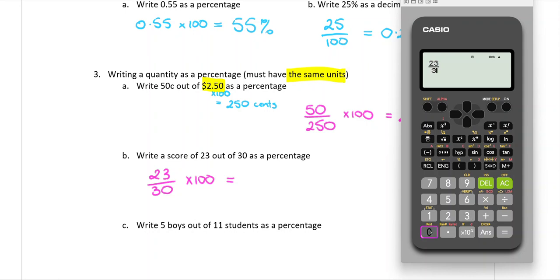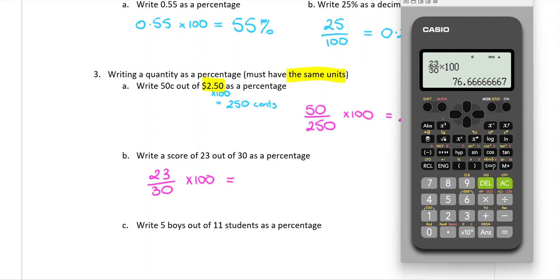So go times 100 and calculate it. 23 over 30 times by 100 equals. Now, that gave me a fraction, which is a little bit weird. I'm going to press my SD button to go to a decimal. You could do maybe a mixed numeral, would make sense. So either Shift SD, that would be a mixed numeral, 76 2/3, or the decimal, I don't mind which one.